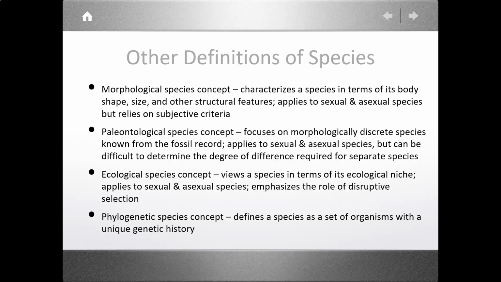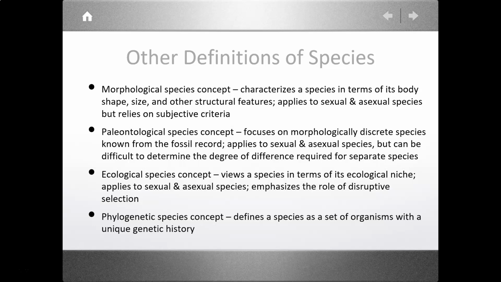Paleontological species concept is much more useful for looking at fossil records, but again, focuses mostly on those morphological, discrete features. Again, it's going to be able to apply to both sexual and asexual species, but it's difficult to determine the degree of difference for separate species in the fossil record because you only have some subset of that population that gets fossilized in the first place, and then you've got to find it. And then once again, you're still subject to subjective criteria.